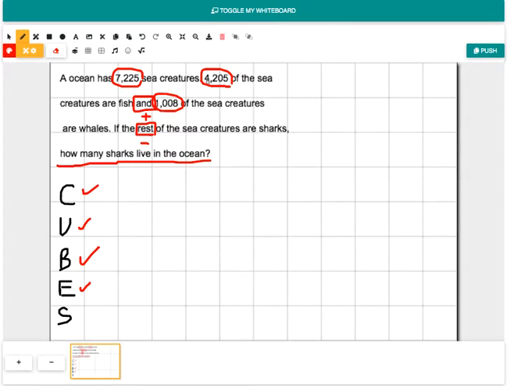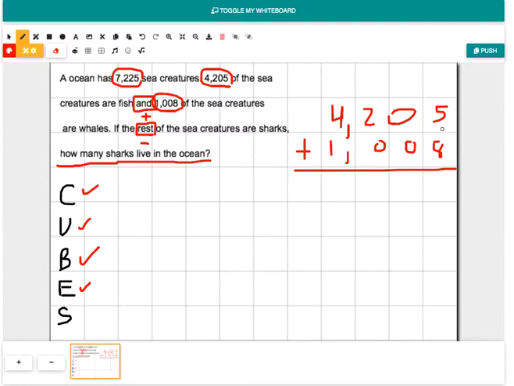The first thing I'm going to do is add my 2 numbers together. So I'm going to add the number of fish and the number of whales. So my first step is to add. So I'm going to add 4,205 plus 1,008. So we're going to add these 2 numbers together. The students are getting really good with adding, with regrouping, and subtracting. So just keep practicing at home.